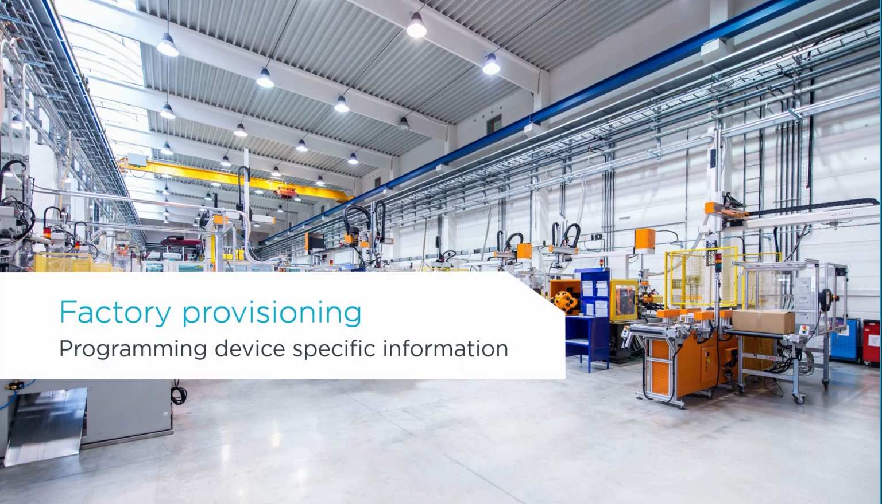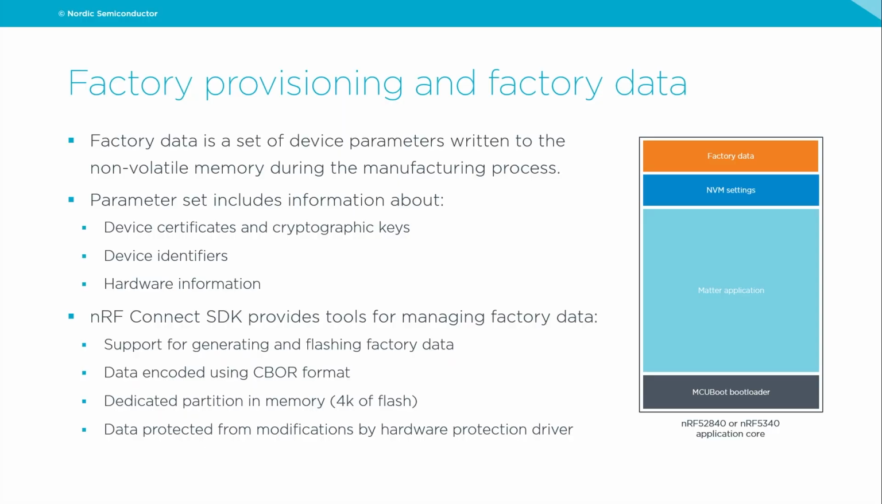Let's jump to the factory provisioning. Most likely, all of your Matter products identified by the same vendor ID and product ID will be flashed with the same firmware. However, there are a few use cases in Matter where we need to have a dedicated, unique, or pseudo-random values per device. We collect them together, creating what we call factory data, which is written alongside the application firmware.